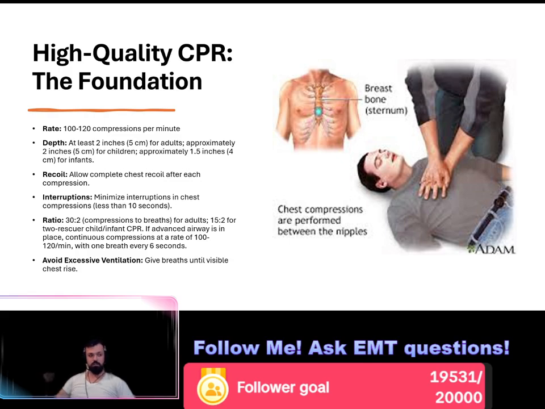Now, Roman, since you're in the chat now and you followed me and gave me over 300 likes so far, maybe you can answer this question. Why do we only give breaths until we see the visible chest rise? Why is that our goal, to only see visible chest rise? Let's see if he wants to answer. He's an EMT student and he's taking registry tomorrow.